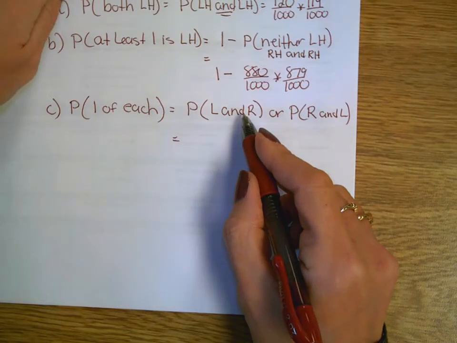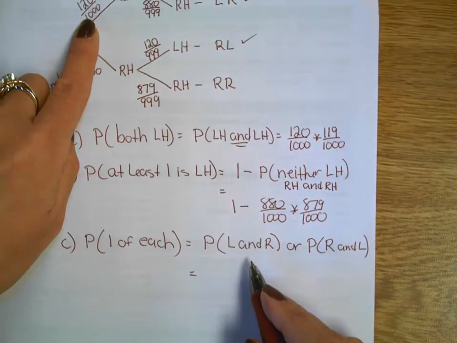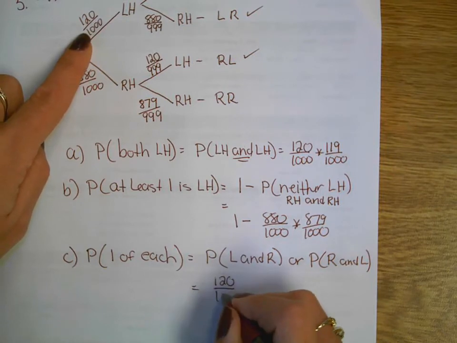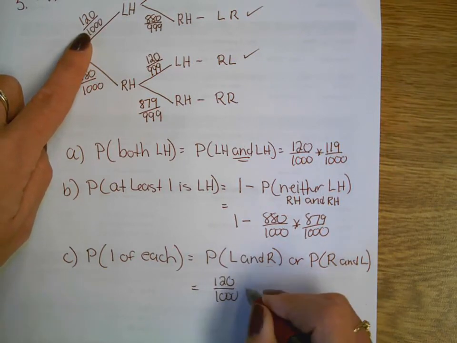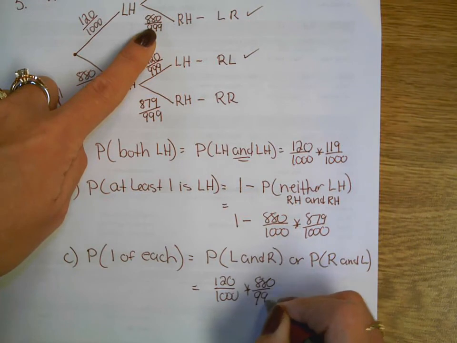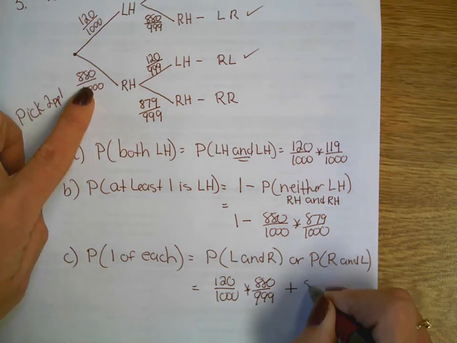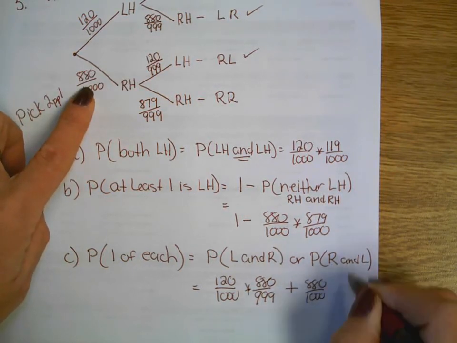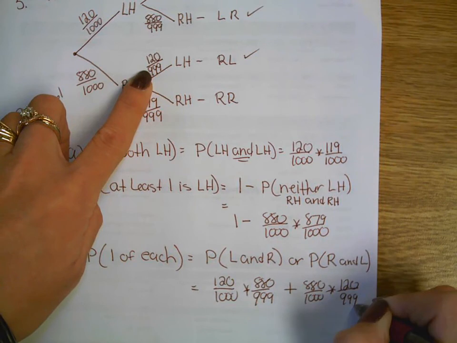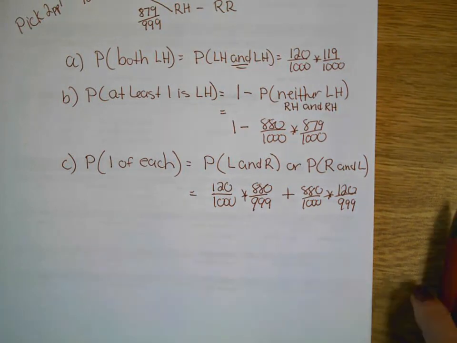So the left and right would be following the branches. Right here. So following it out, the first left is 120 out of 1,000. And "and" tells me to multiply. Right, 880 out of 999. "Or" tells me to add. Probability of right, 880 out of 1,000. And "and" is multiply. 120 out of 999. And there it is. You just calculate work from that. Okay, that's going to finish that up.